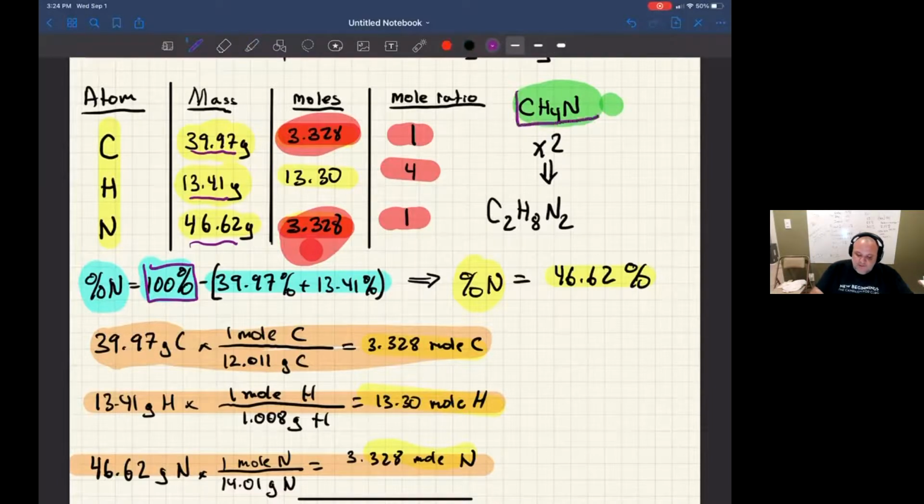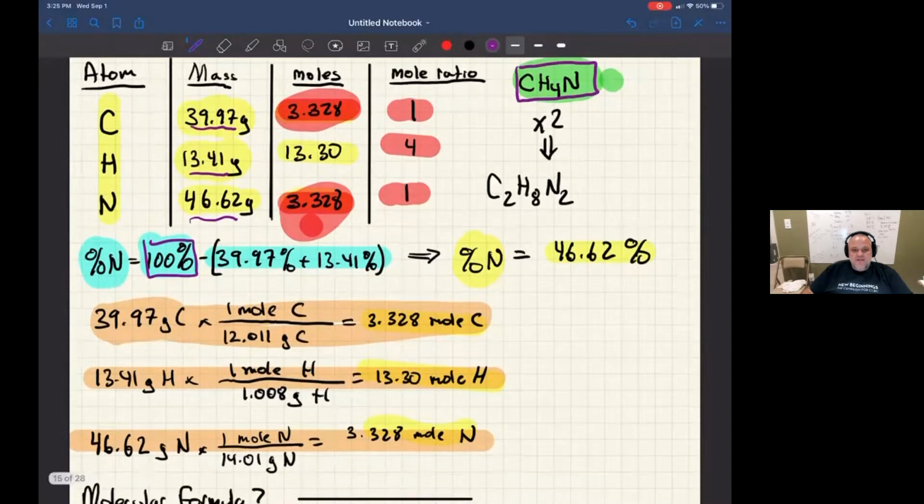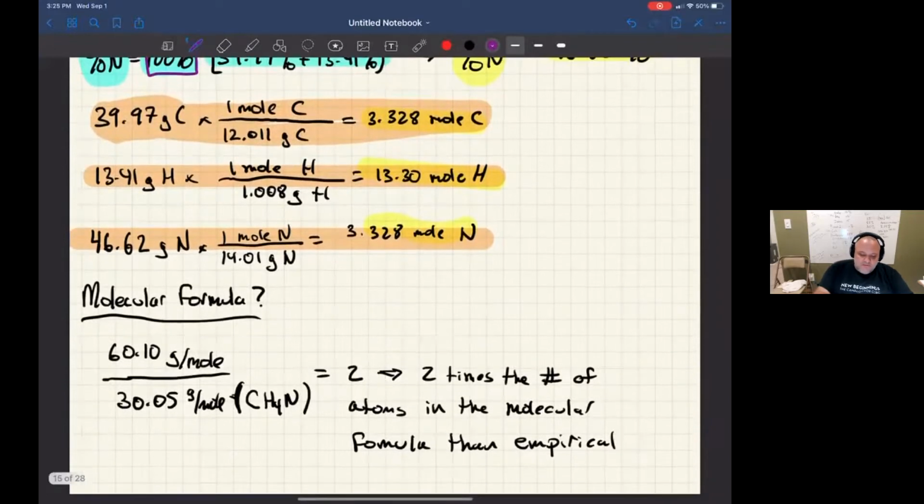So I'm almost done. I've got the empirical formula. That's most of the work. Now I have to figure out the molecular formula. And so how do I do that? What's the secret to figuring out the molecular formula? Well, I'm given in the problem that the molar mass of the compound is 60.10 grams per mole. And so what I'm going to do is take that empirical formula that I just calculated and figure out its molar mass.